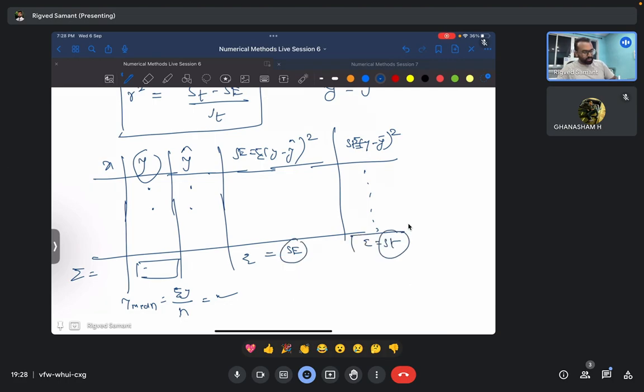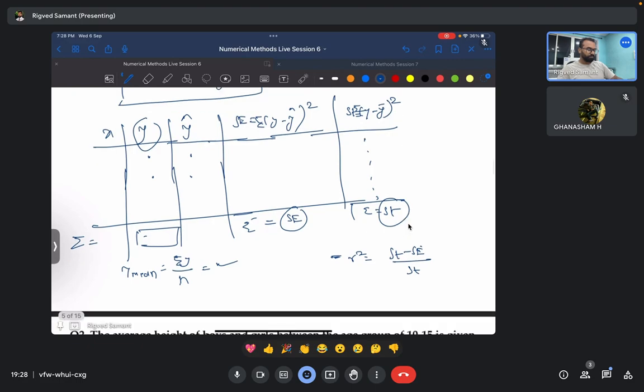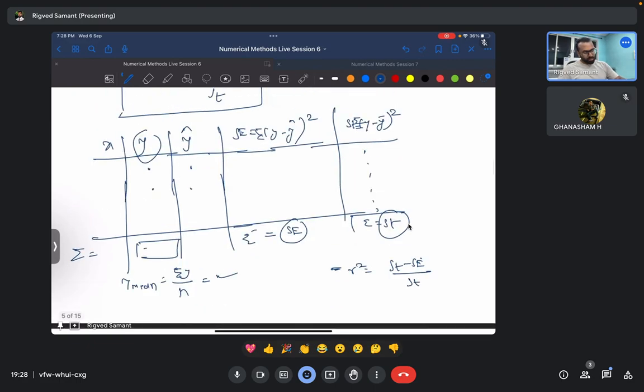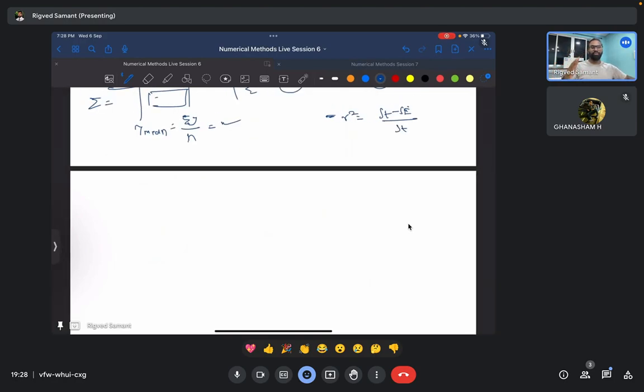Now you have SE and ST at this block, then you can find R square is equal to ST minus SE divided by ST. So now, what value would have a good fit? Can you just say from this formula? Can you tell me when it will have a good value? I mean, if you get some R square value, then when will you say, okay, this is a good fit.